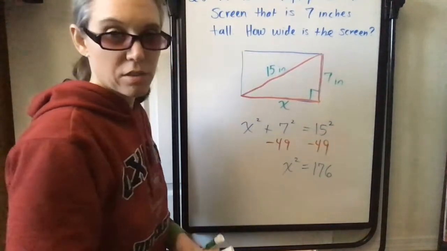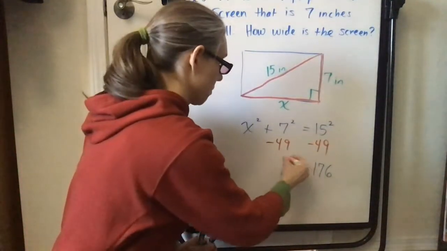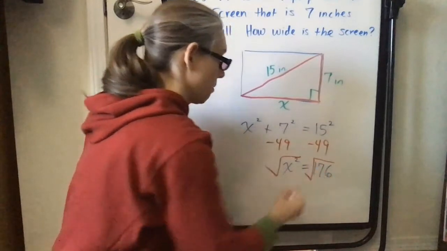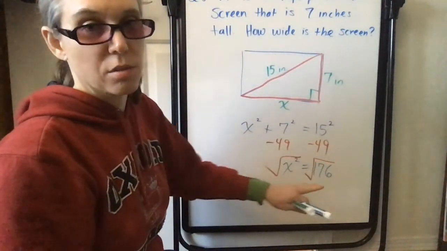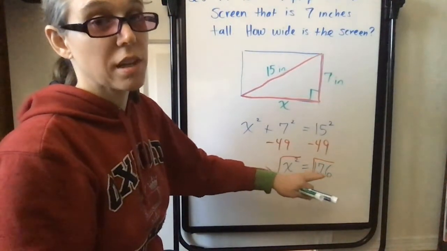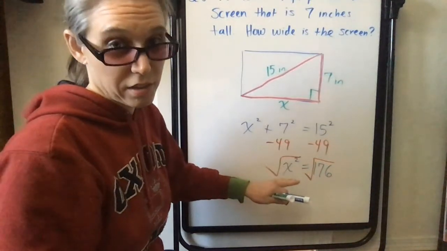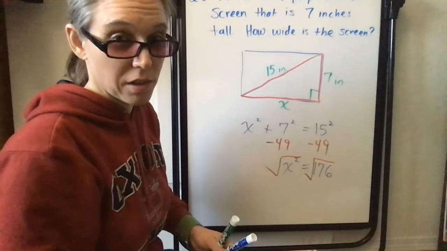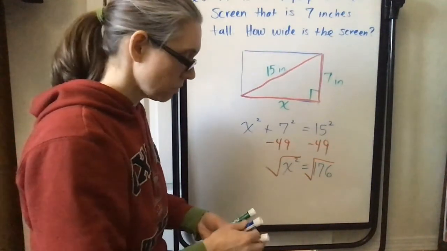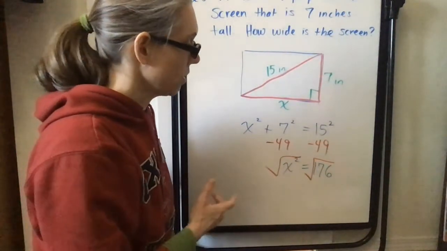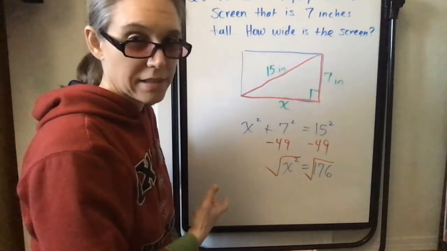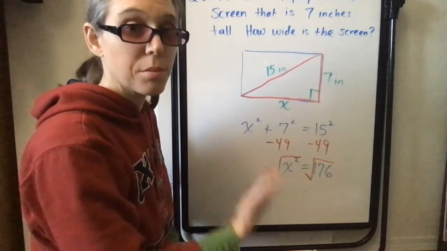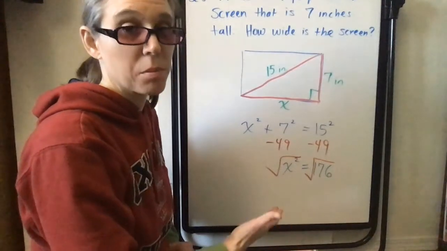And then we want to take the square root of both sides. Make sure if you take the square root of one side, you also take the square root of the other side in your work. You must show the work to both sides. That's very important.